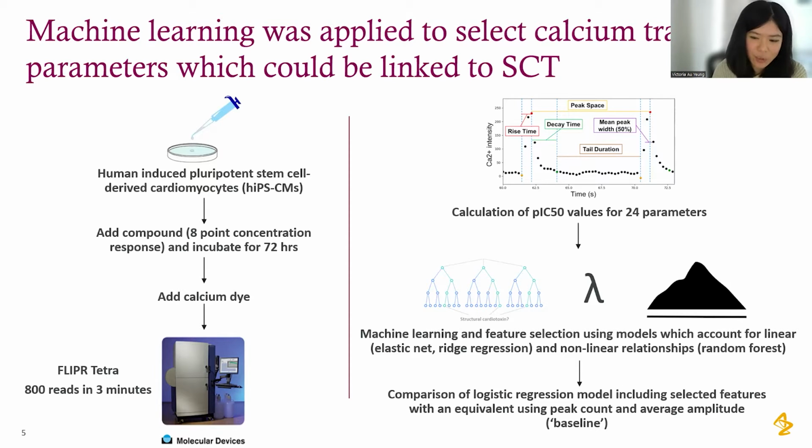But even so, we need another way of benchmarking how well these features would perform in classifying SCT. I didn't mention this before, but for calcium transient assays, we usually use peak count, that is the number of red points in our trace, and average amplitude, which is essentially the height of a given peak, as gold standard parameters. So to try and benchmark the features we identified, we generated a logistic regression model of our selected features and compared that with an equivalent that includes only peak count and average amplitude. I call that the baseline model.